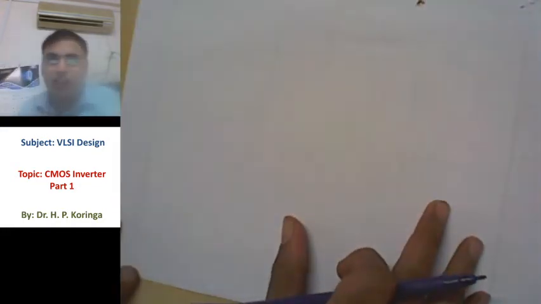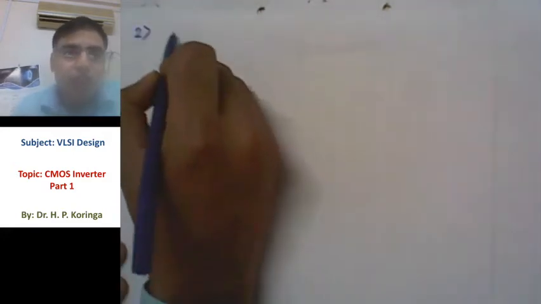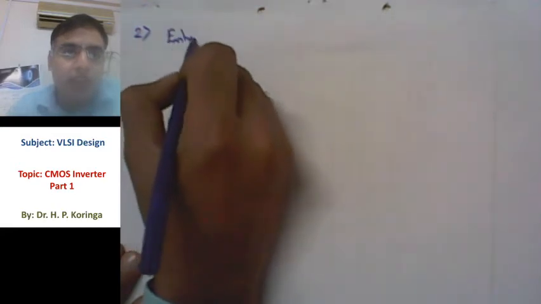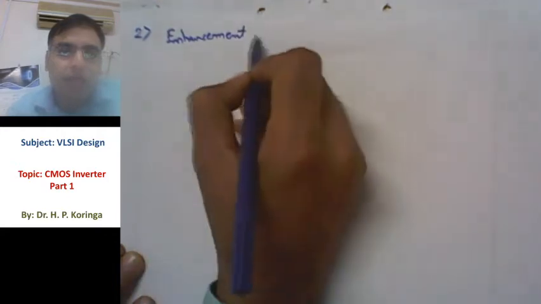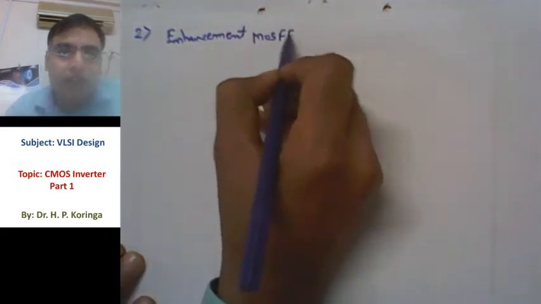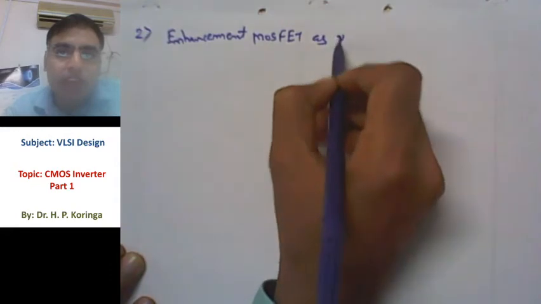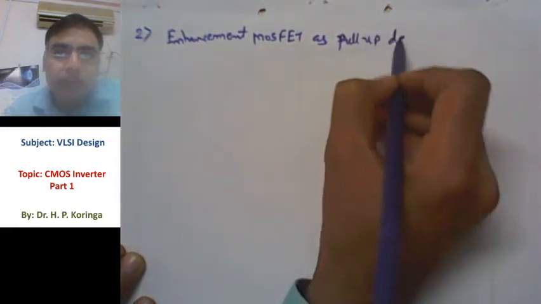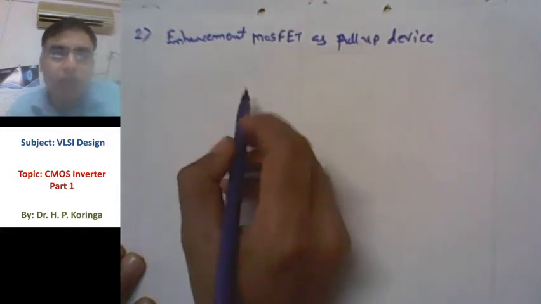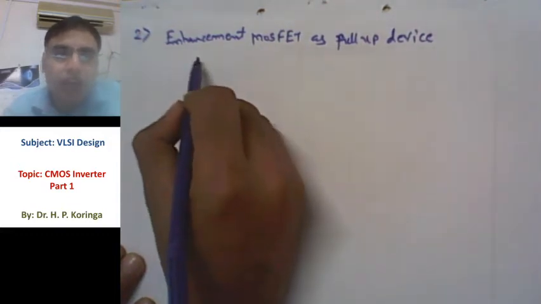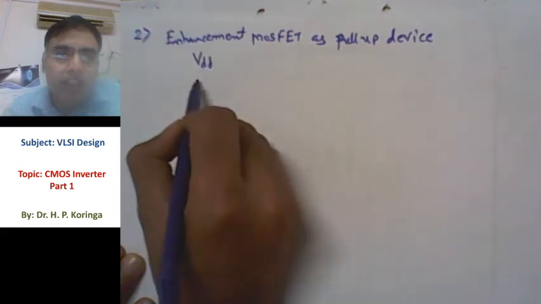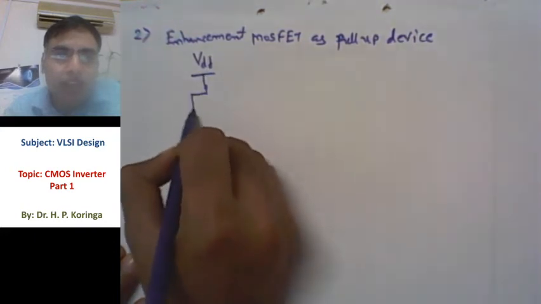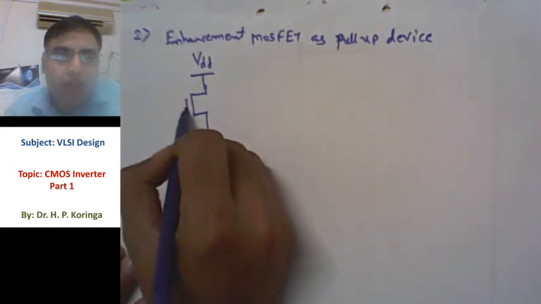Then the next inverter we have taken is one where we use another enhancement MOSFET as a pull-up device. So it is called enhancement MOSFET as a pull-up device. Here, if you see the circuit, it has an enhancement MOSFET as a pull-up device.